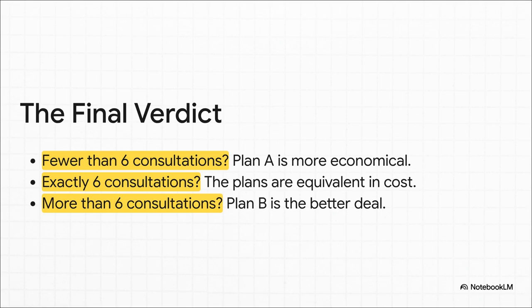If you were to draw these two functions as lines on a graph, this is the exact spot where those two lines would cross. And there it is, the final verdict. So if you think you're going to have fewer than 6 consultations, plan A is absolutely the more economical choice. But if you think you'll have more than 6, then plan B is without a doubt the better deal. The math makes the decision crystal clear.